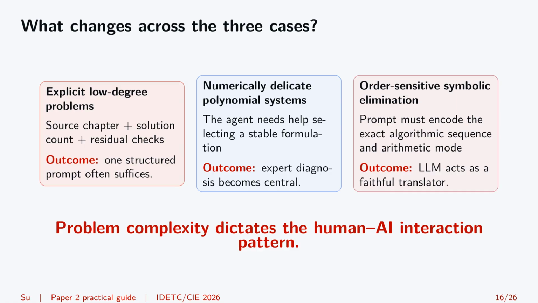Across the three cases, the trust boundary shifts. Explicit low-degree problems can often be implemented from one structured prompt. Delicate numerical systems require expert diagnosis of a stable formulation. Order-sensitive symbolic problems require the algorithmic sequence and arithmetic mode to be encoded explicitly.